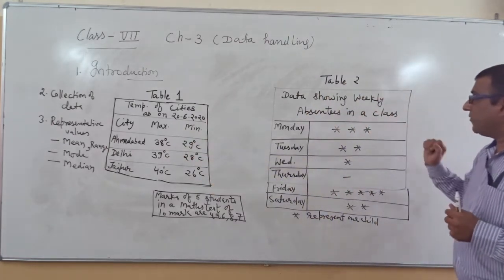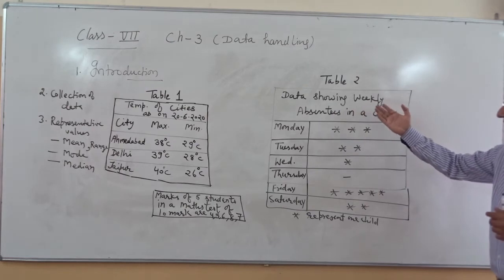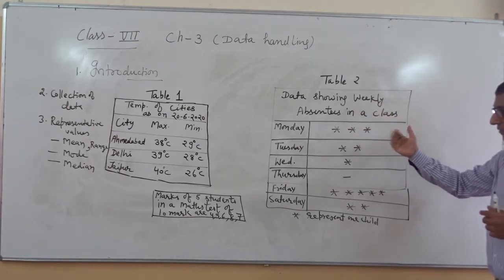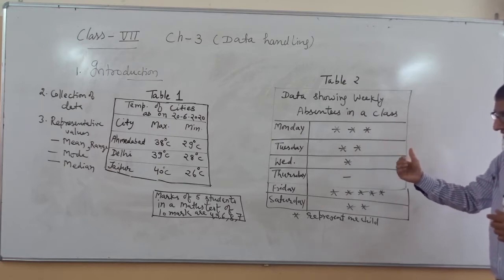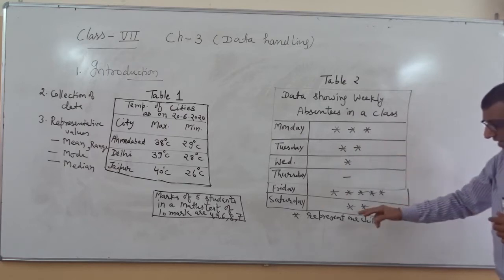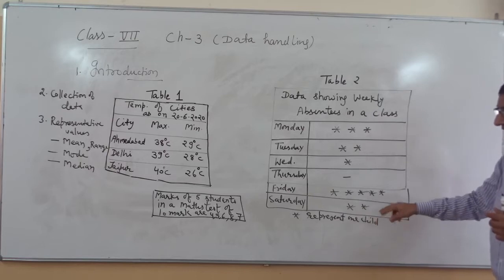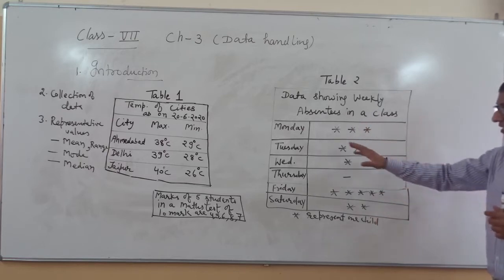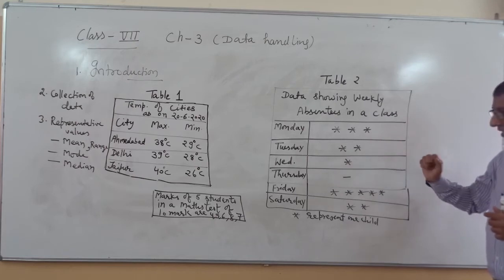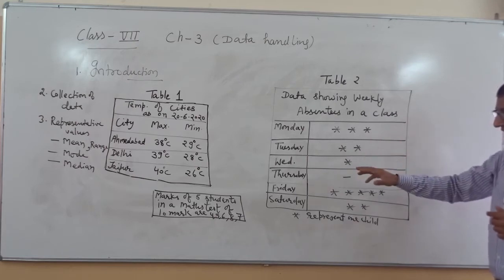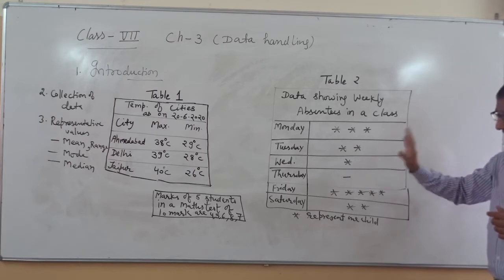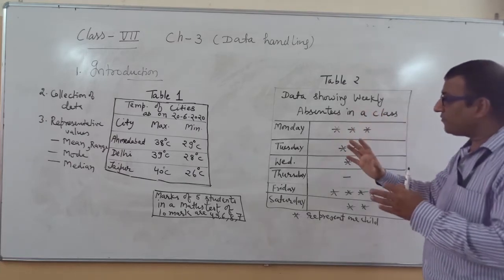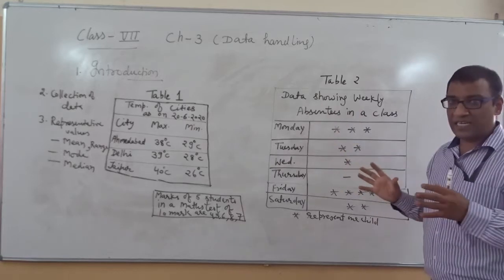And if you see in table 2, data showing weekly absentees in a class. How many students are absent on Monday, Tuesday, Wednesday, Thursday, Friday and Saturday. Here a star represents one child. It means on Monday 3 students were absent. Tuesday 2 students were absent. Wednesday only 1 student, and Thursday there was no student. So this is, you can say, a reflection of data.